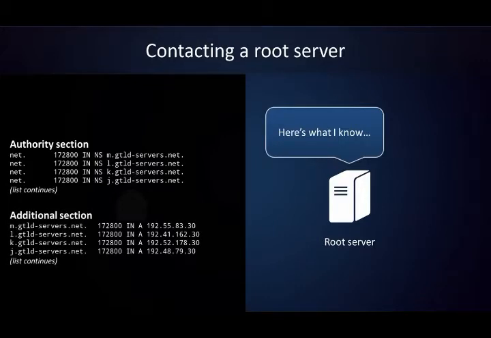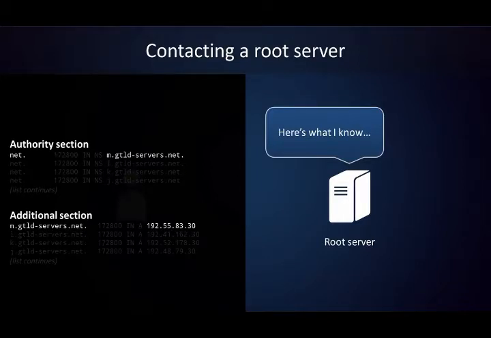This is where the additional section comes in. Also called glue records, these tell us where to find the domain names that were previously mentioned. They're not always present, but sometimes they're necessary. Like, if we didn't have this information, we'd have to look up m.gtld-servers.net first. But since we don't have the IP address of any TLD server for .NET, we can't look up .NET domains, so we're stuck in a loop. This is why the glue records are absolutely necessary here.